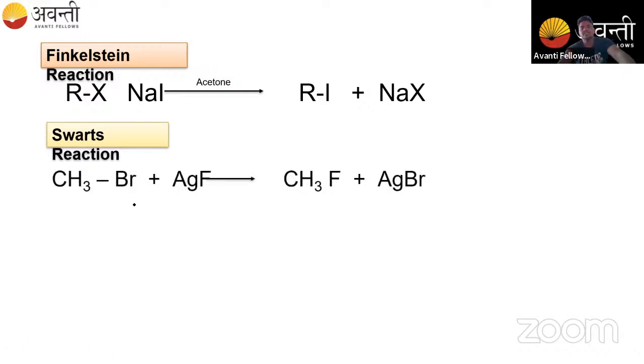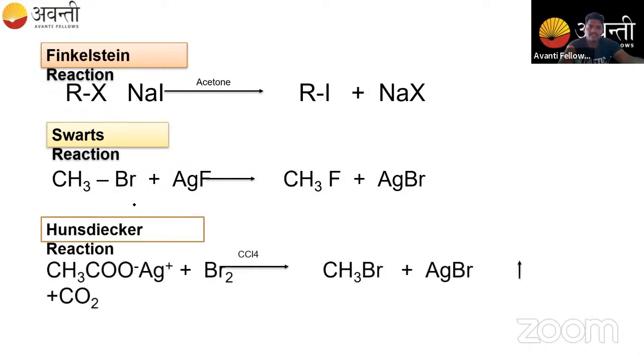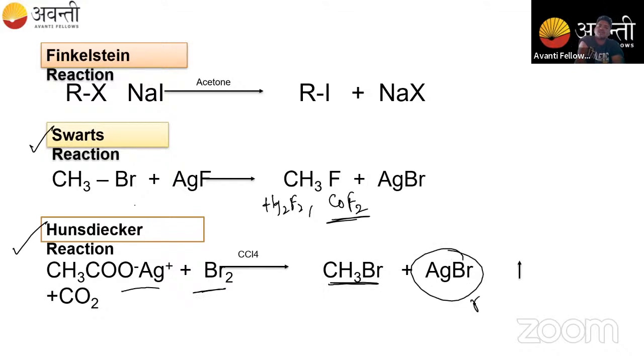So now look here, AgF with CH3Br, for the preparation of alkyl fluorides. The Hunsdiecker reaction is for the preparation of alkyl bromides. Very good, Jalgaon team. The other reagents are Hg2F2 and CoF2; you can use all these reagents for the preparation of alkyl fluorides in the Swarts reaction. In the Hunsdiecker reaction you are using silver acetate in the presence of Br2, and you get CH3Br and an AgBr precipitate.